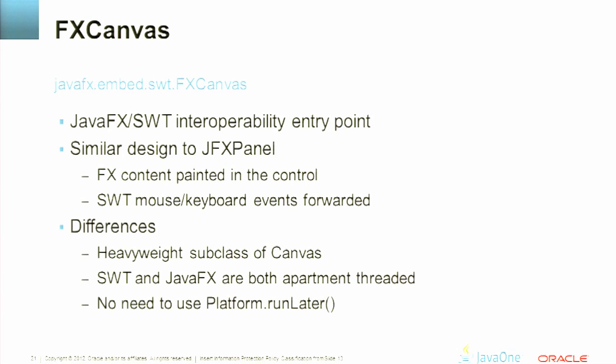A few words about FXCanvas. This is a component for embedding JavaFX in SWT applications. It has a similar design to JFXPanel. It also forwards the mouse and keyboard events, like JFXPanel, to embedded FX and does the same stuff. The only difference, but a very important one, is that there is no need to communicate asynchronously with embedded JavaFX. So you don't need to call the runLater method of the Platform class in order to communicate with JavaFX objects from an SWT application. This is because they all run in the same thread.